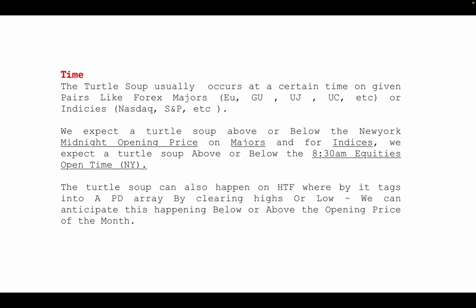Now on majors, it would happen then during like the London session. You'd get your manipulation in there. So the Q zones are where the manipulation and distribution take place.